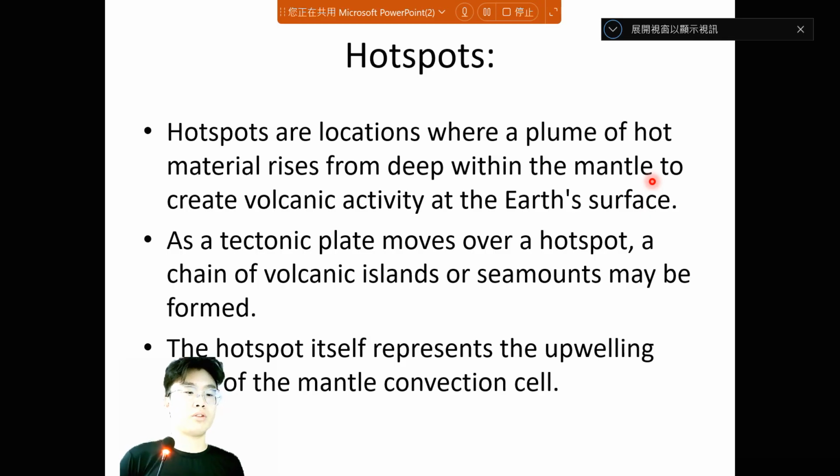Hotspots are locations where a plume of material rises from deep within the mantle to create volcanic activity at the Earth's surface. As the plates move over the hotspot, a chain of volcanic islands or seamounts may be formed, and the hotspots represent the upwelling limbs of the mantle convection cell.